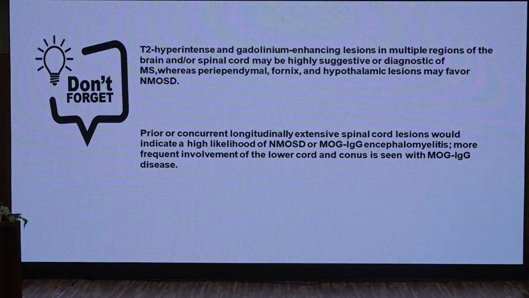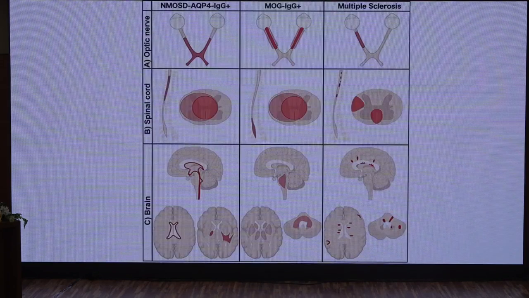Now, what not to forget in all these patients? T2 hyperintense and gadolinium enhancing lesions in multiple regions of brain and spinal cord are highly suggestive of MS, whereas the lesions, when they are present near the ventricles, fornix or hypothalamus, may favor NMO spectrum disorder. Again, longitudinally extensive transverse myelitis would indicate a high likelihood of NMO spectrum disorders or MOG encephalomyelitis.